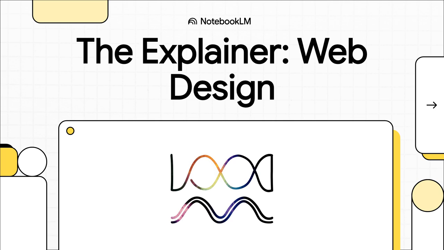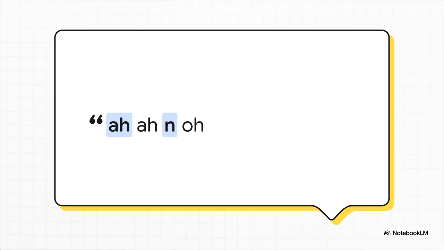Now, usually for these explainers, we're digging into a dense article, maybe a complex study, but today is different, like really different. Our source material is incredibly sparse, but I promise you it's profound. So here it is. This is our entire source text for today. 4 sounds, n, o. Yep, that's it, the whole thing.